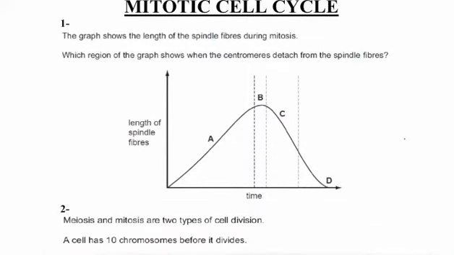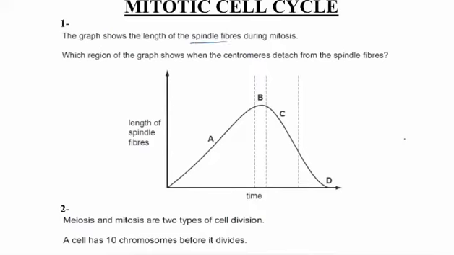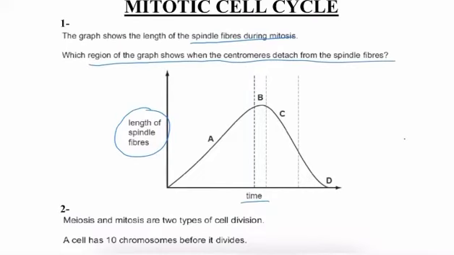MCQ number 1 states that the graph shows the length of the spindle fibers during mitosis. On the y-axis we have the length of the spindle fibers, and on the x-axis we have the time. The question is, which region of the graph shows when the centromeres detach from the spindle fibers?